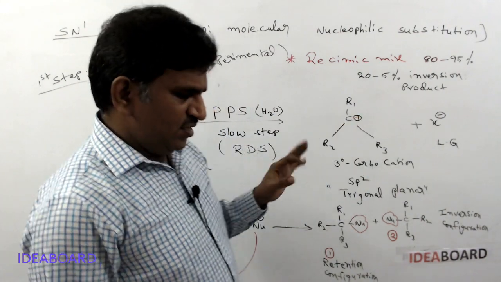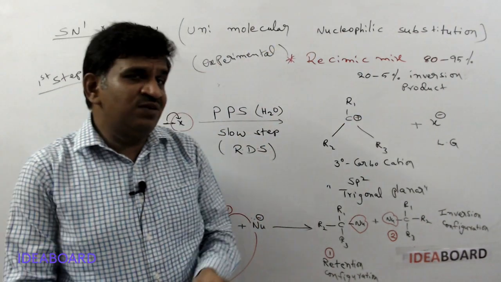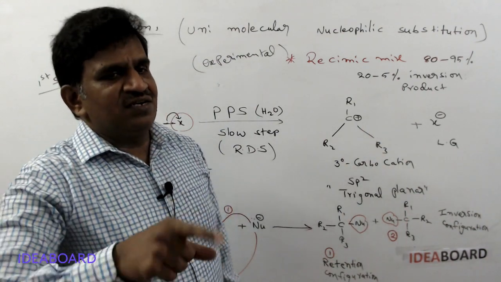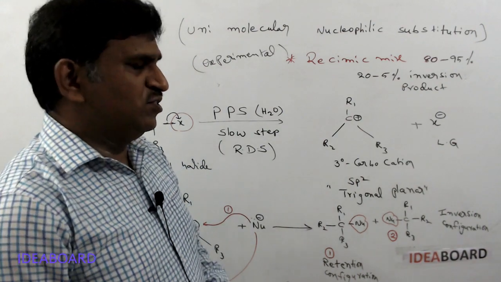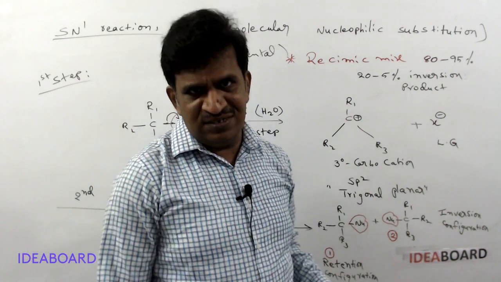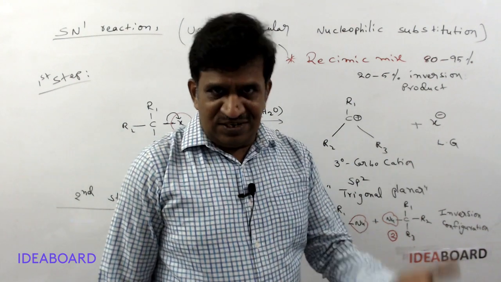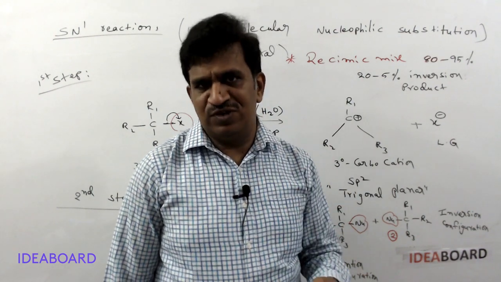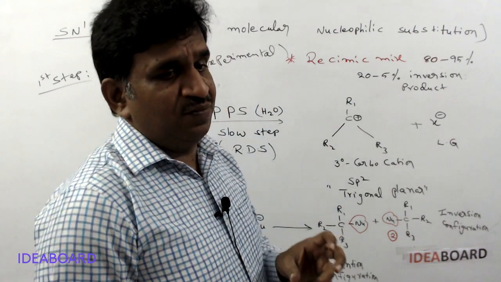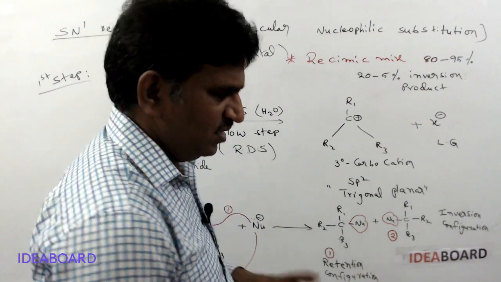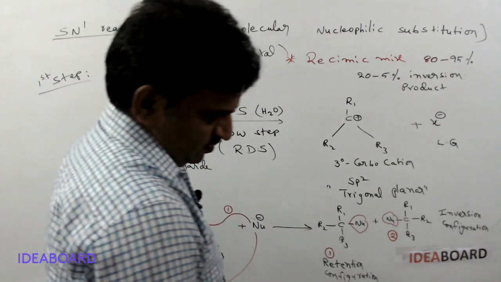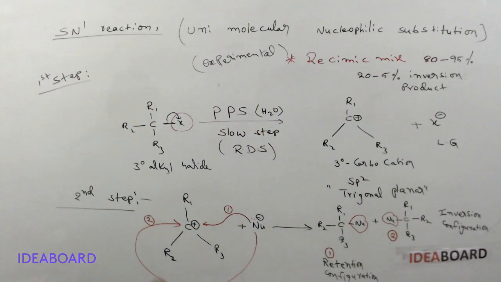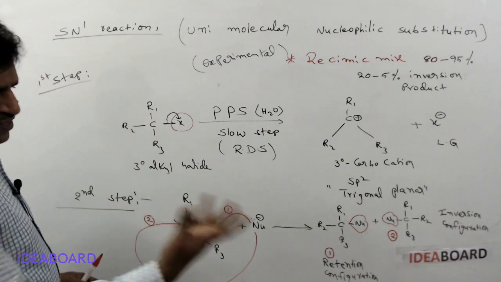Please remember that. And tell me, according to this, which is more in percentage, the retention product or the inversion product? Please comment in the comment box with the answer. In the SN1 reaction, which product is major? First option, retention product. Second option, inversion product. Which product is major in percentage? Please give the answer in the comment box. Otherwise, I will give it in the next video.